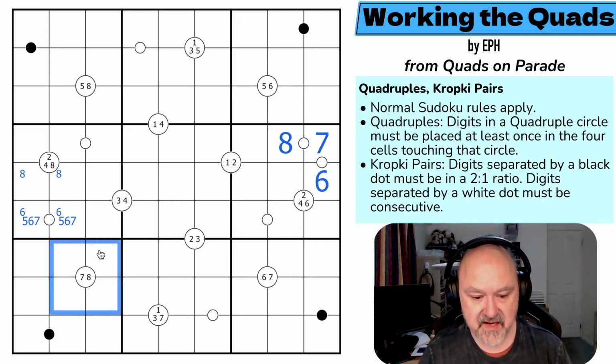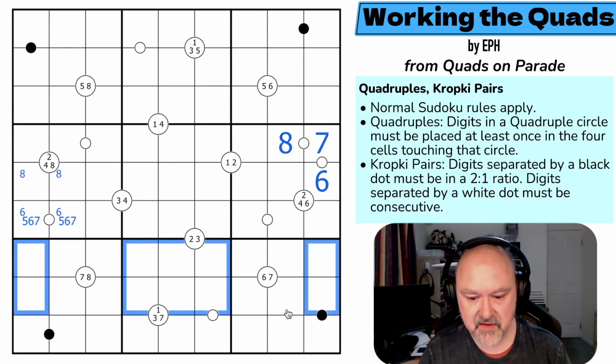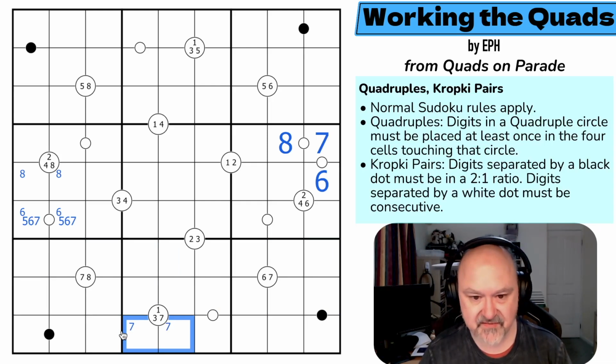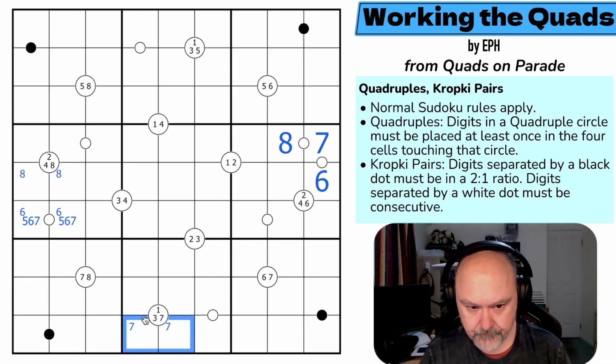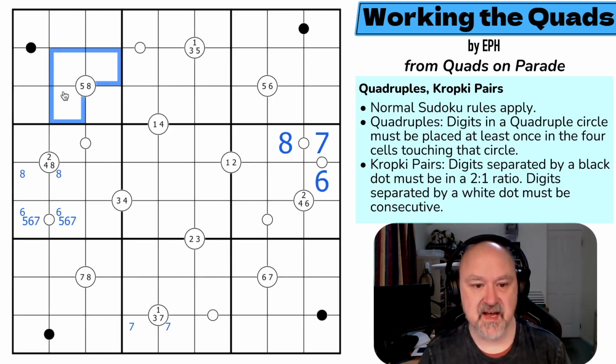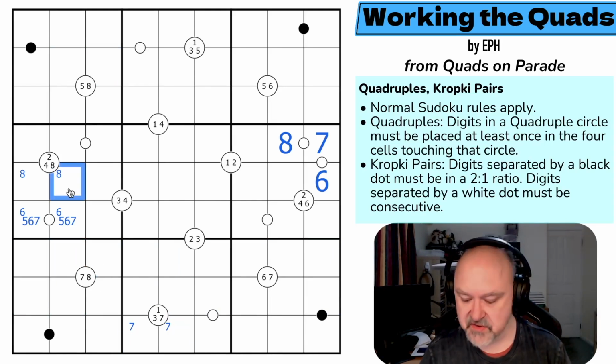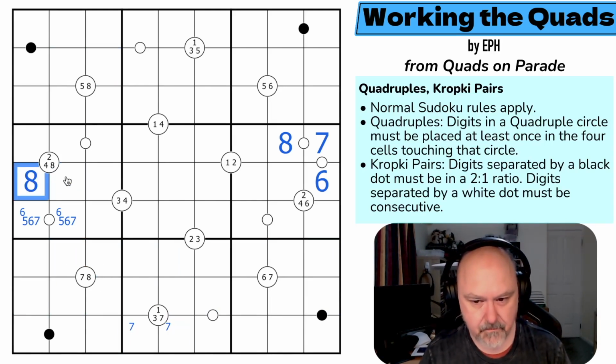And I can do it again here. 7 and 7 means that none of these cells can be 7, which means on this quadruple, the 7 is down here. And I could do the same for 8s, actually. 8 and 8 means that that's not the 8, that's the 8.